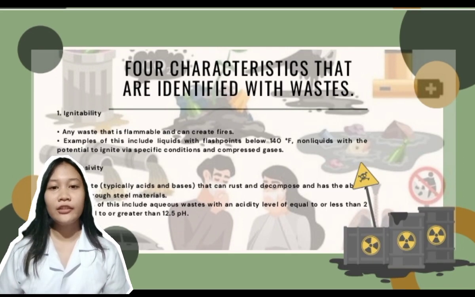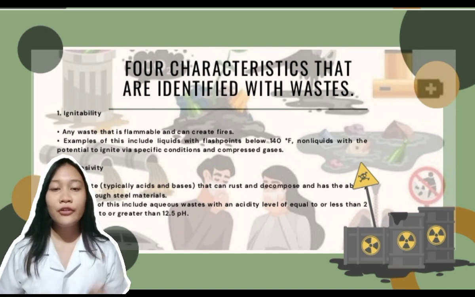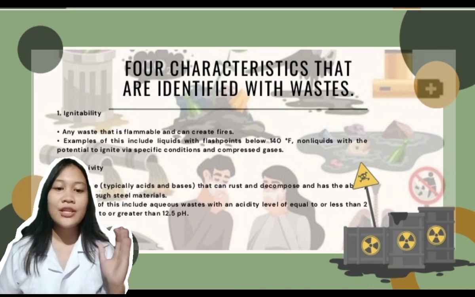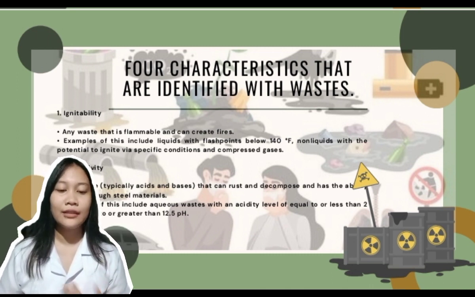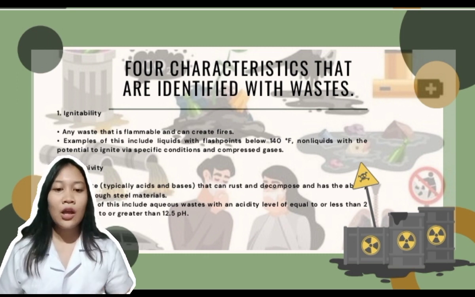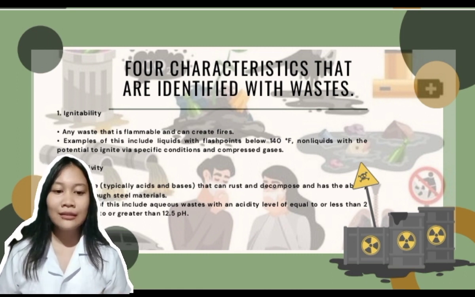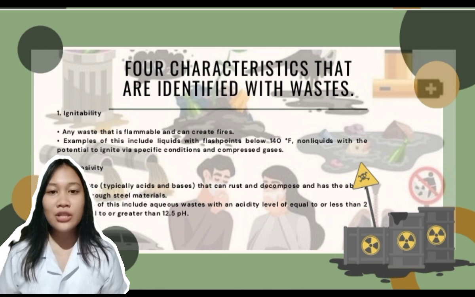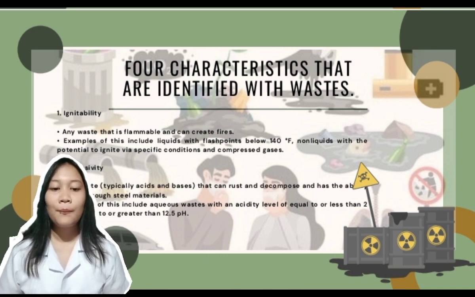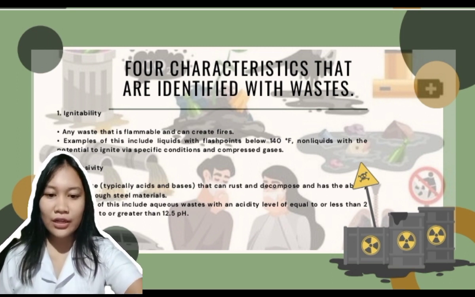There are four characteristics that identify hazardous waste. The first one is ignitability. It is any waste that is flammable and can create fire. Examples of this include liquids with flash points below 140 degrees, non-liquids with the potential to ignite under specific conditions, and compressed gases. And the second one is corrosivity.